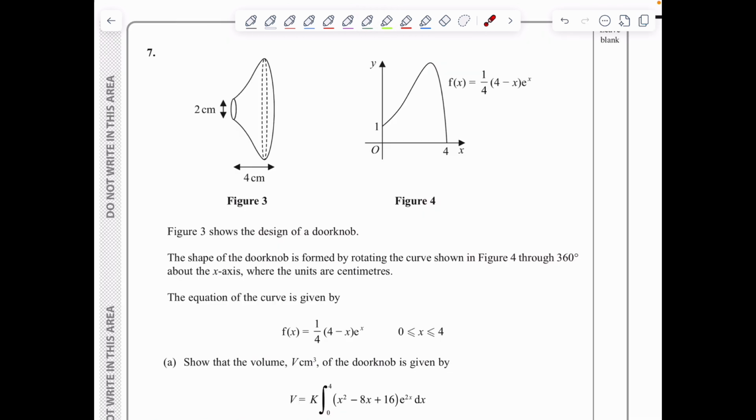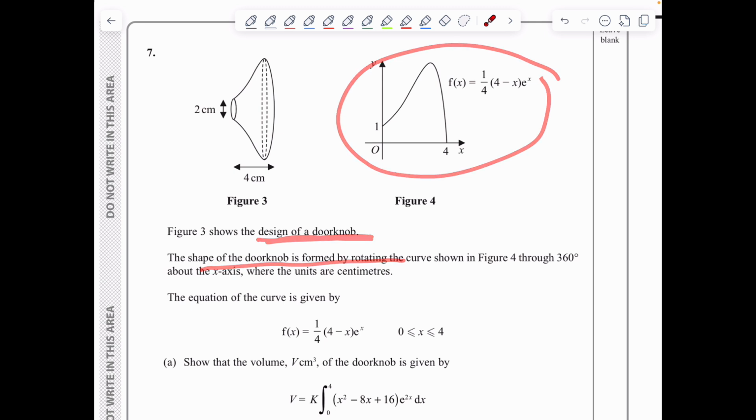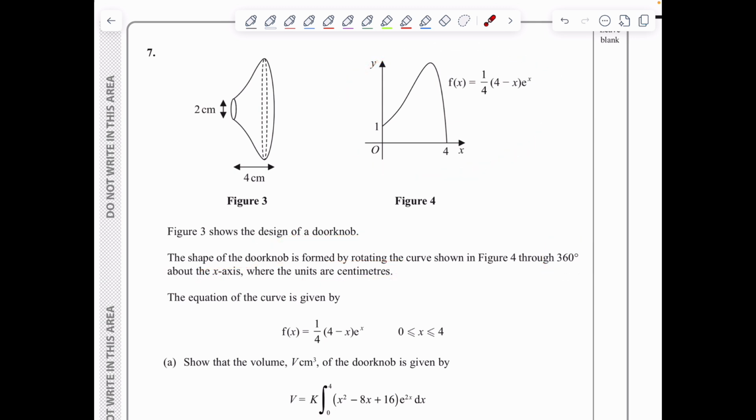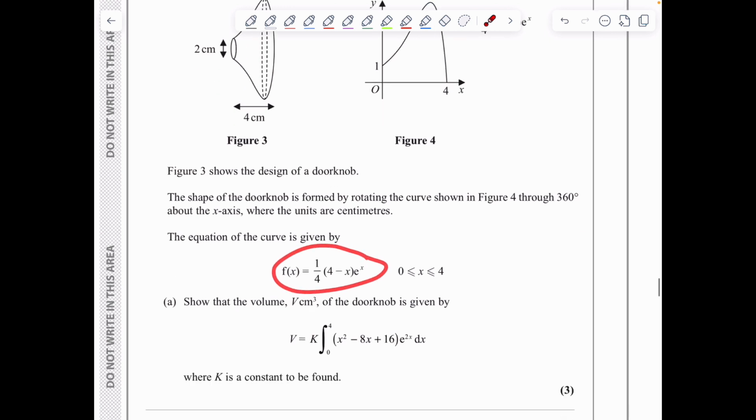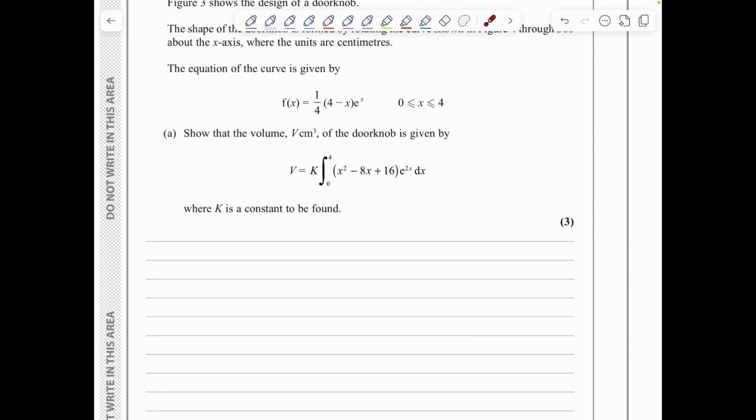In question 7, we're given the design of a doorknob. The shape is formed by rotating the curve shown in figure 4 through a full revolution about the x-axis. The units are in centimeters. We are given the equation of the curve, and we need to show that the volume capital V is given by this expression here, where K is a constant to be found.